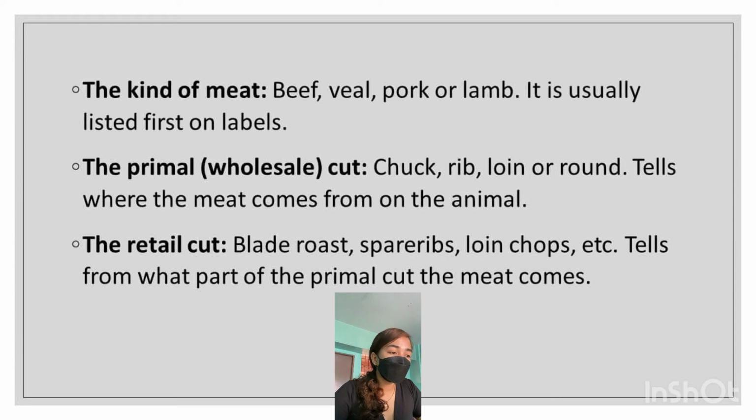So we have the kind of meat. We have beef, veal, pork, or lamb. It is usually listed first on labels. The primal wholesale cut, we have the chop, the rib, loin, or round. It tells where the meat comes from on the animal. The retail cut, we have the blade roast, the spare ribs, loin chops. So it tells from what part of the primal cut the meat comes.